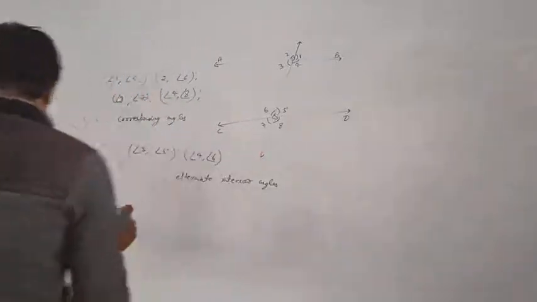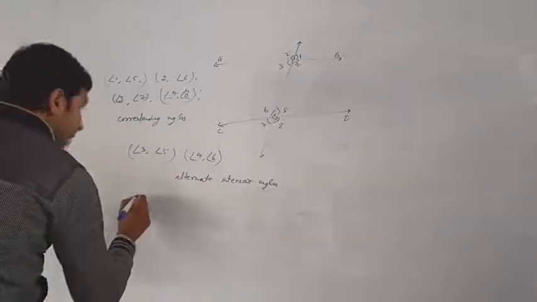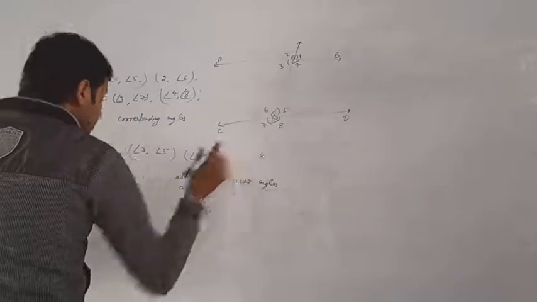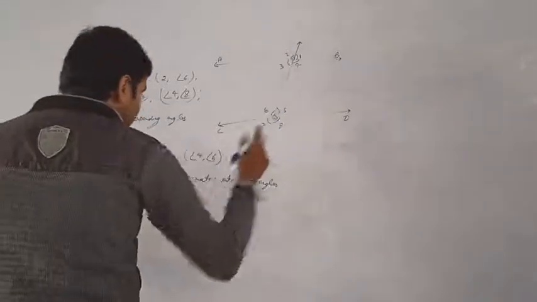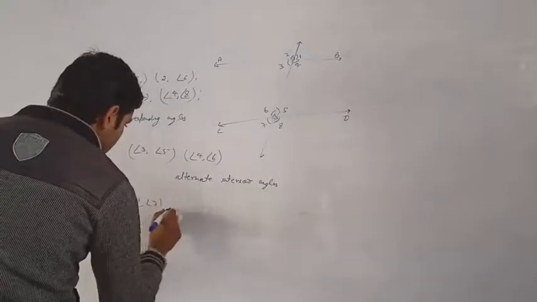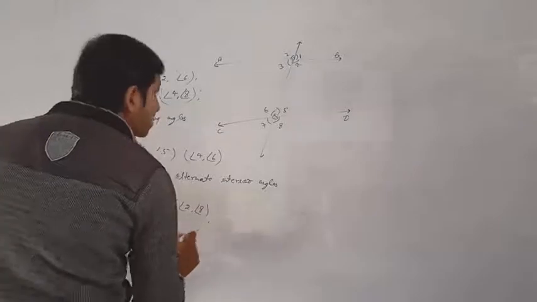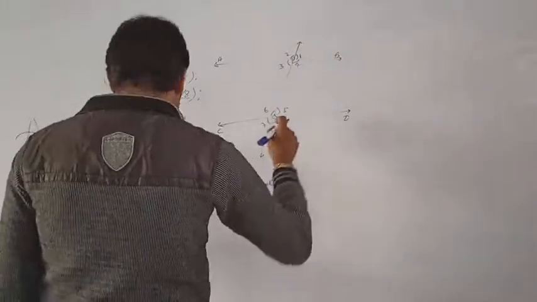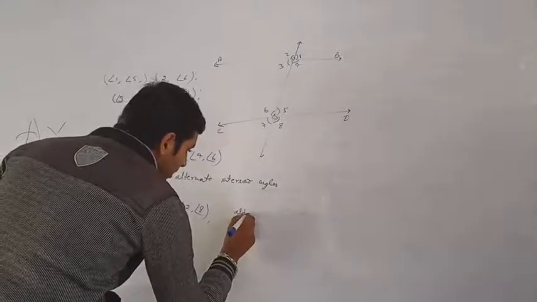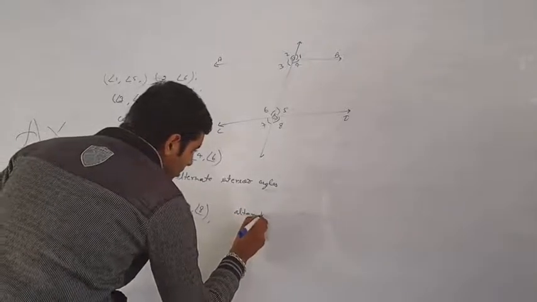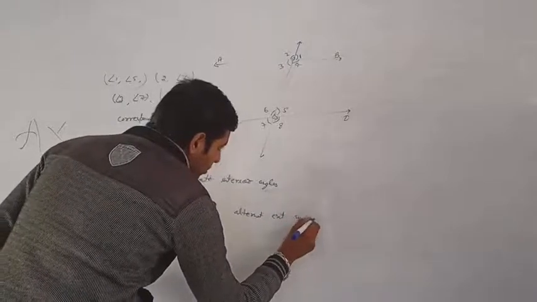Angle 1 and angle 7, and angle 2 and angle 8, are alternate exterior angles. That is called alternate exterior angles.